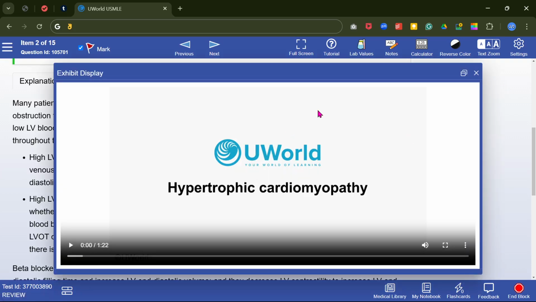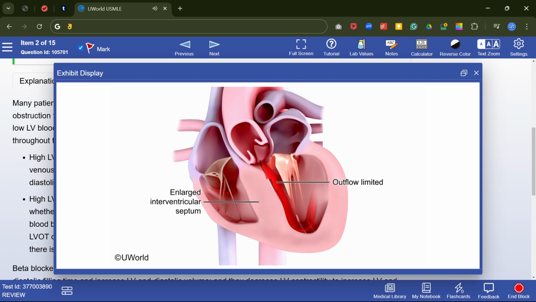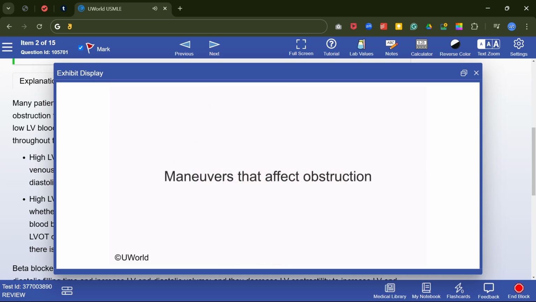This is hypertrophic cardiomyopathy. It is characterized by enlargement of the interventricular septum. The enlarged septum restricts flow through the left ventricular outflow tract. Outflow obstruction varies with left ventricular volume.